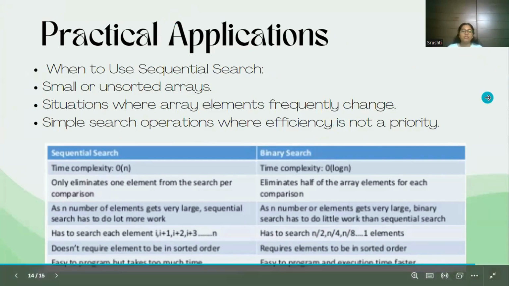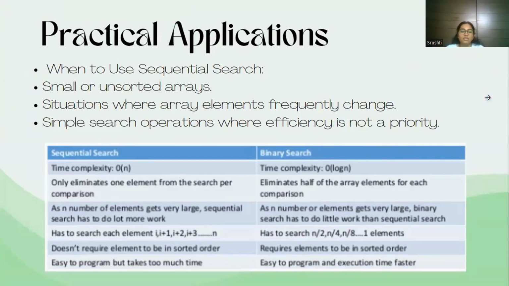Now let's learn the difference between sequential search and binary search. Time complexity: O of n for sequential search, O of log n for binary search. Sequential search eliminates only one element from the search per comparison. Binary search eliminates half of the array elements on each comparison. As the number of elements gets very large, sequential search does not do the work. As the number of elements gets very large, binary search has to do much less work than sequential search.